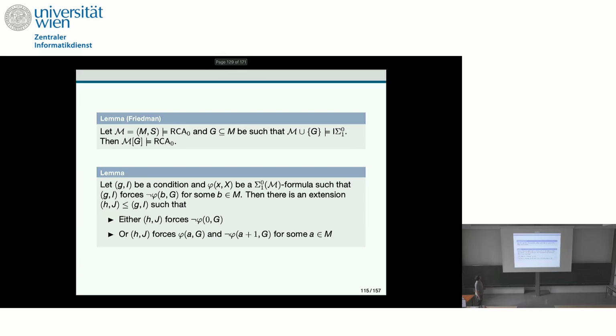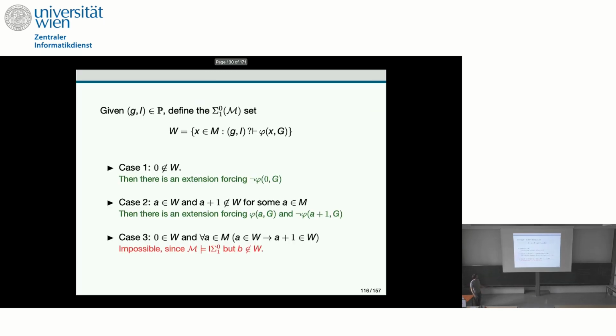So here, Friedman was already mentioned. We want to show still the same density lemma, saying that you preserve sigma 0 1 induction. And the proof is always the same. You consider the sigma 0 1 set W of all x's so that your formula holds. And either 0 does not belong to your set W, so you can force non-phi 0 G, or A belongs to W for some A and A plus 1 does not.